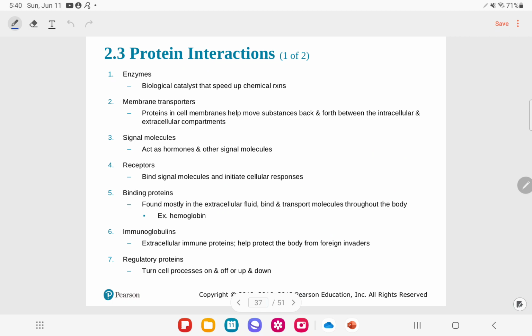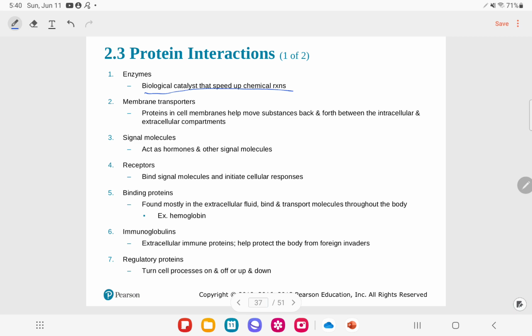So let's look at protein interactions. Proteins act as so many things. Proteins act as enzymes, and enzymes are biological catalysts that speed up chemical reactions. Proteins act as membrane transporters, and these are proteins in cell membranes that help move substances back and forth between the intracellular and extracellular compartments. Proteins act as signaling molecules, such as a hormone or other signaling molecules. They act as receptors, where they bind signal molecules and initiate a cellular response.